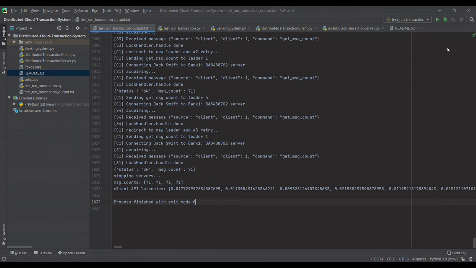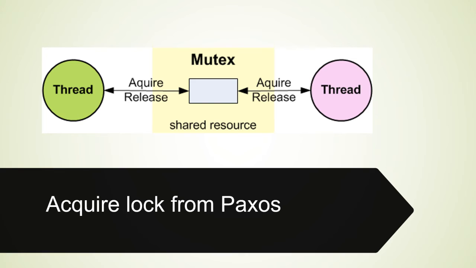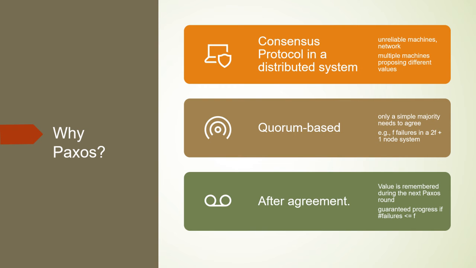One thing I would like to point out here is that all the servers and clients are running on separate threads, and Paxos and banking transactions are separate, and each transaction happens only after the log from Paxos is acquired.